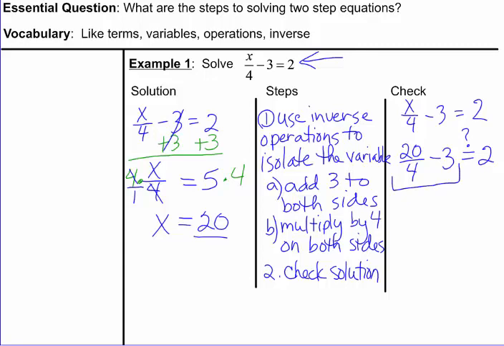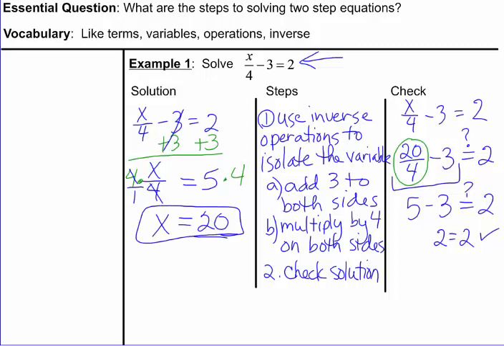So you have to use order of operations. There's a divide and a subtract, so in our order of operations, our divide comes first. So we'll go 20 divided by 4, so it's 5 minus 3 equals 2. And then you do the subtraction: 5 minus 3 is 2. 2 equal to 2, yes it does. So x equal to 20 is the correct answer.